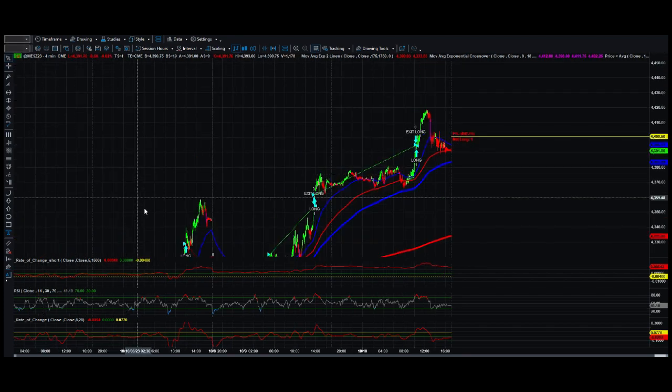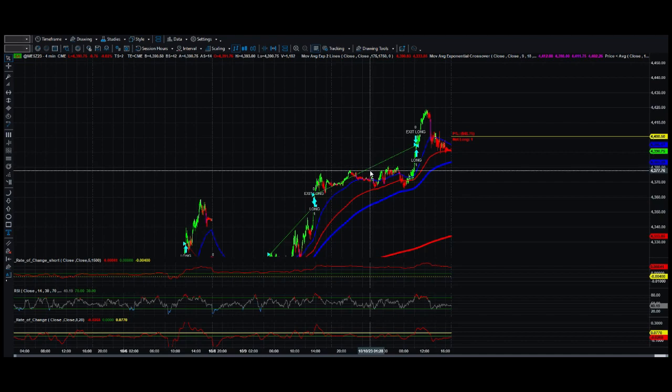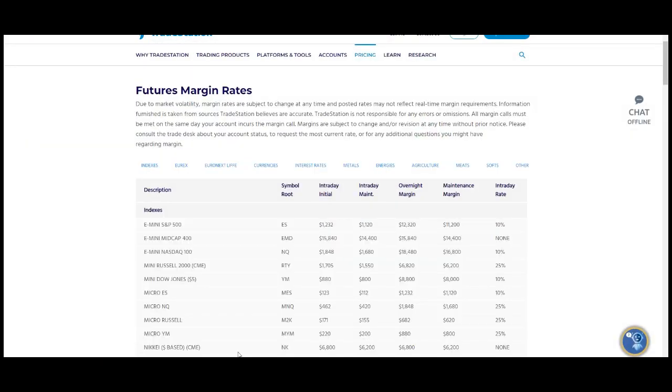All right, let's take a look at how much you need to start trading this micro S&P contract. If you go to TradeStation, which is the platform that I use, then you go to pricing, then you go to futures margin rate, you can see the micro S&P, which is the smallest one. Here it is, micro S&P, symbol MES. You just need $123 to start trading intraday, right?